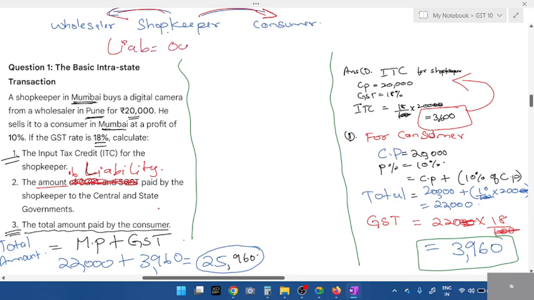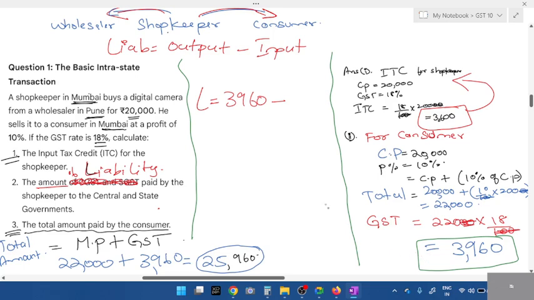Output GST minus... Okay. What is the output GST for the shopkeeper? What do you mean by output? Is he collecting or is he paying? From whom is he collecting? From the consumer. Consumer or customer, anyone. Here it's given consumer or basically customer. How much is he collecting, students? 3,960.